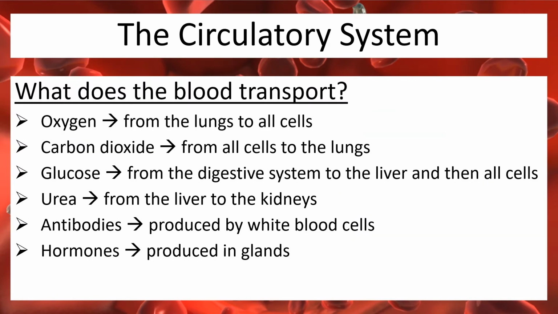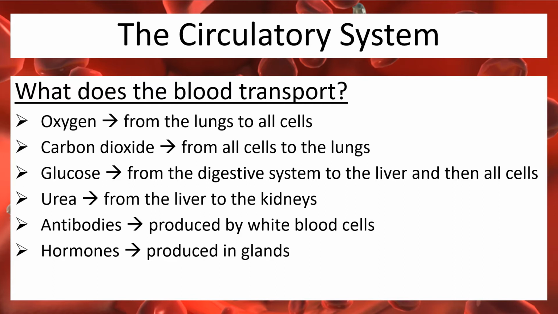So what does the blood transport around the body? We know that the circulatory system exists in order to take substances around the body. The first one then is oxygen, which goes from the lungs to all of the cells. Now we looked at that last lesson when we talked about the double circulatory system. We also mentioned carbon dioxide, which is a waste product of respiration that goes from all of the cells and back to the lungs.